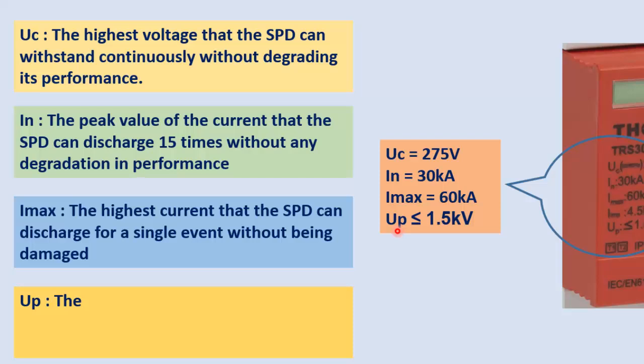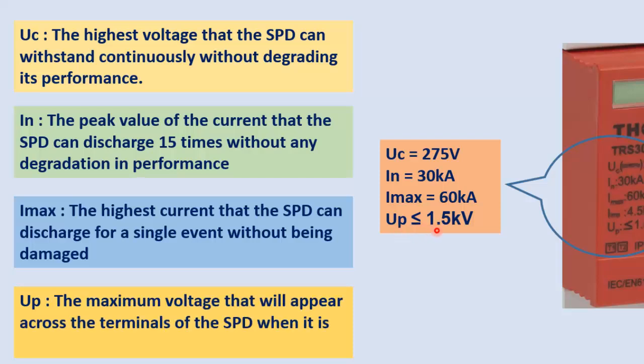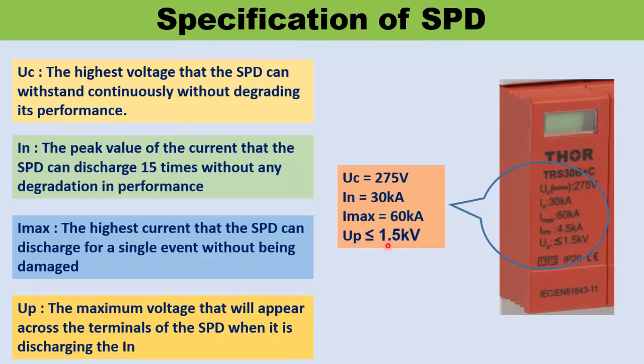UP is the maximum voltage that will appear across the terminals of the SPD when it is discharging the current, IN. Therefore, before selecting SPD, the transient voltage withstand capability of equipment must be known. I hope you clearly understand what is SPD and why we use SPD.